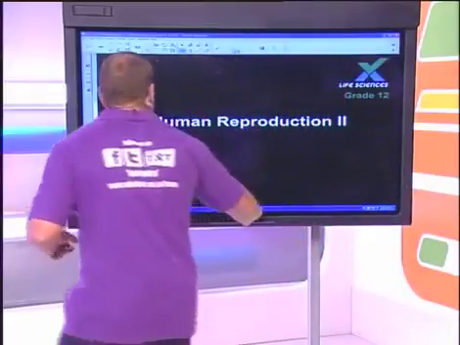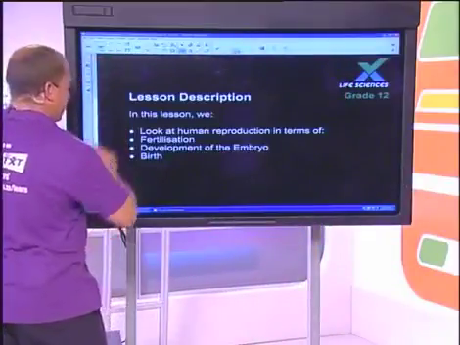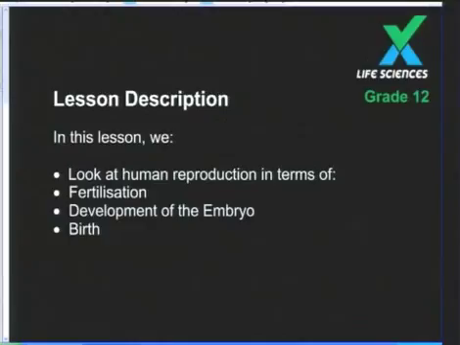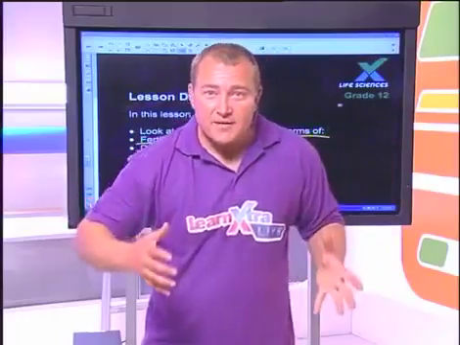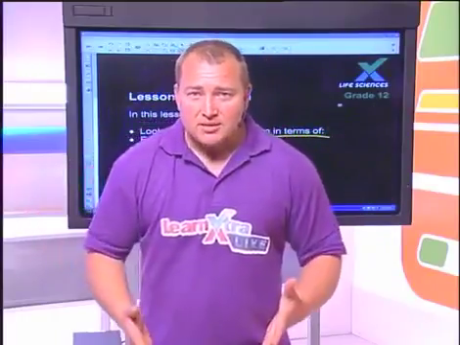So today, we're going to look at human reproduction in terms of the following things. Fertilization, the development of the embryo, and lastly, birth. Now, fertilization. We've done the first part. Now, instead of going through the menstrual cycle, we're going to say that the egg was fertilized.